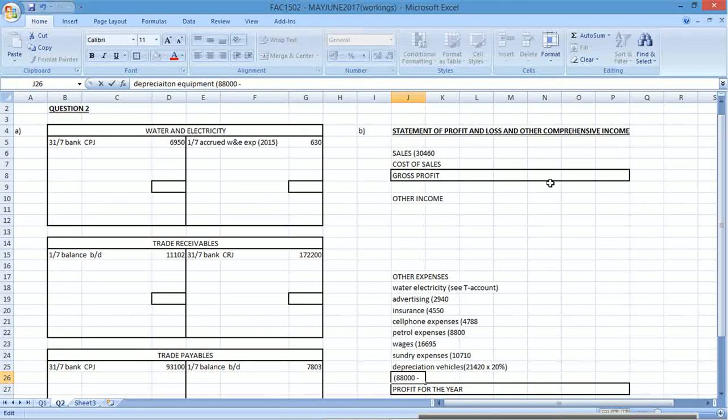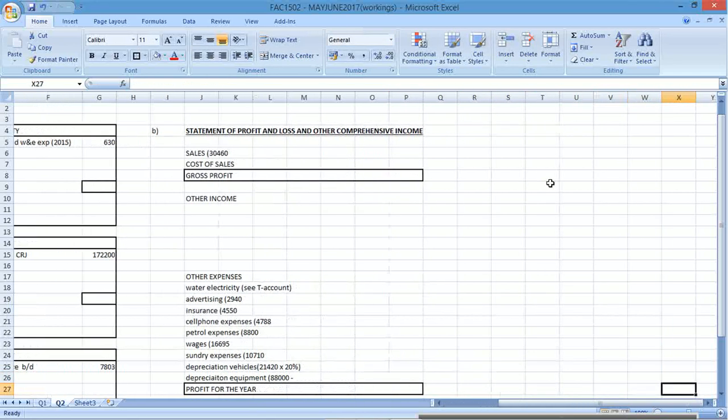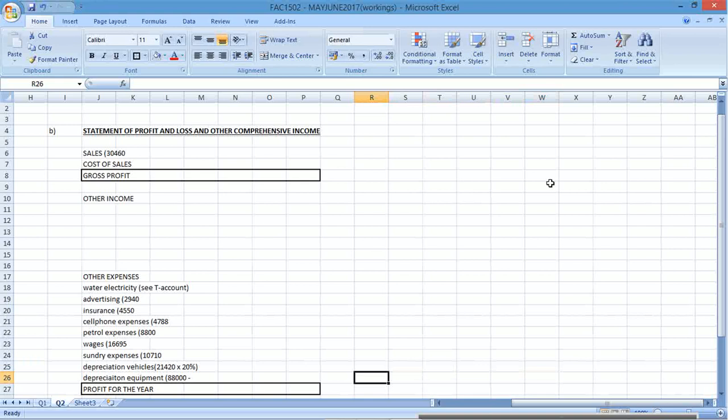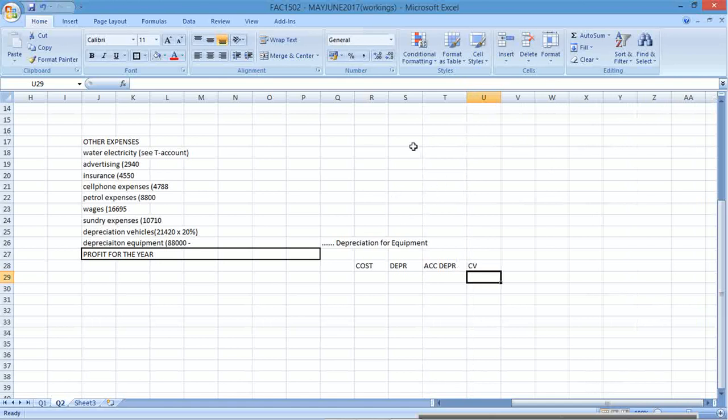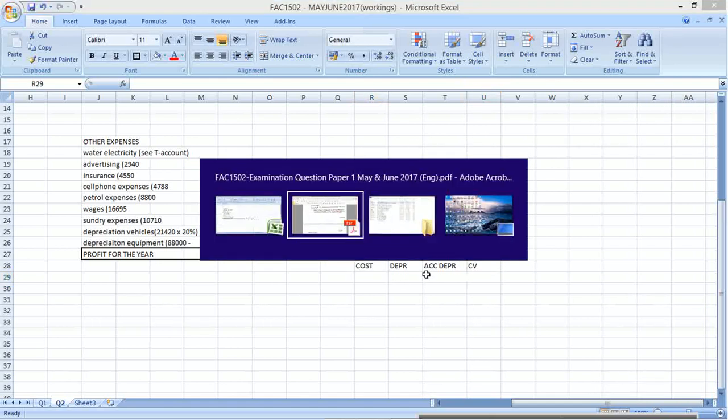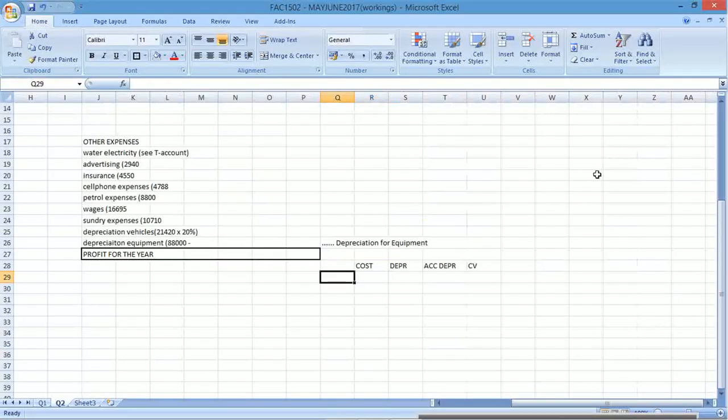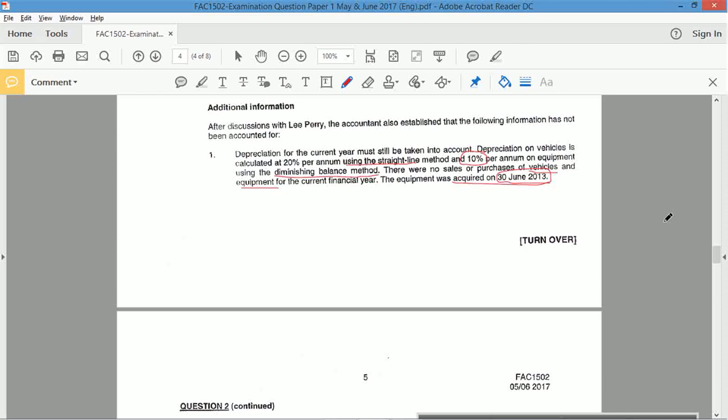Okay, so that requires a table. Depreciation for equipment. Okay, remember the format for our table? It never changes. Cost, depreciation, accumulated depreciation, carrying value, right? Carrying value is what? Cost minus accumulated depreciation. Does the cost change? No. The cost was how much? 88,000. Okay, how many years though? What year are we accounting for? 2015. No.